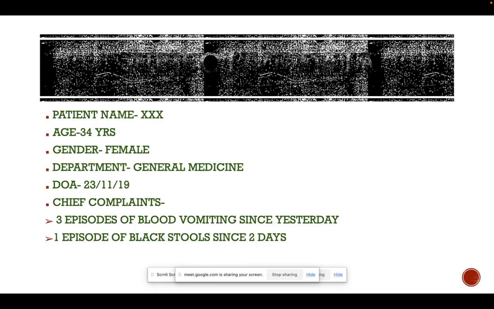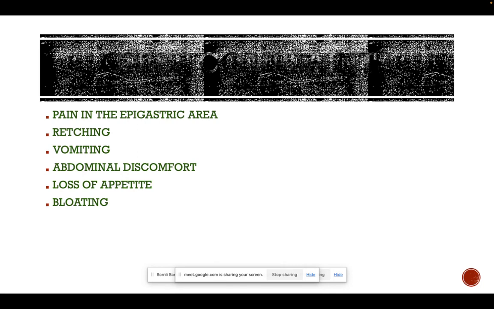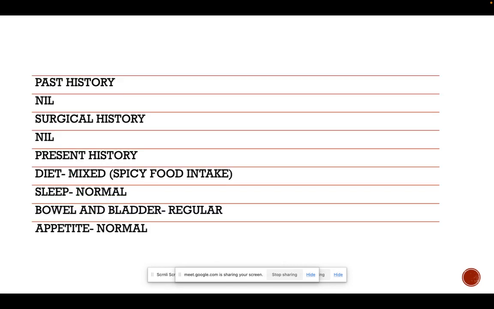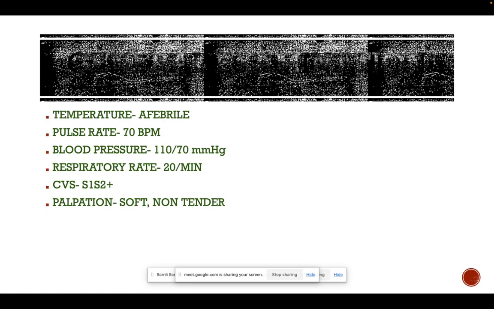We have an adult female patient in general medicine. Her chief complaints are three episodes of blood vomiting and one episode of blood stools, and she was also having pain in the epigastric area, vomiting. She also has abdominal discomfort and loss of appetite. Her past history is nil, and surgical history was also nil. She has taken a mixed diet and her sleep and appetite were normal. On general examination, her body temperature, pulse rate, and blood pressure were all normal.